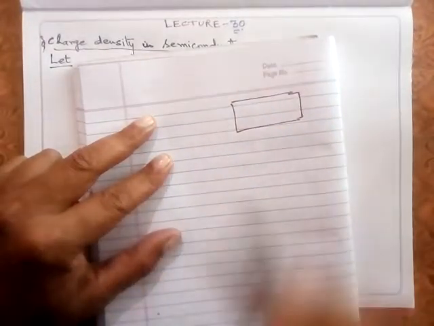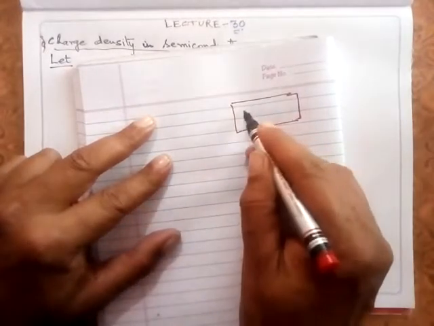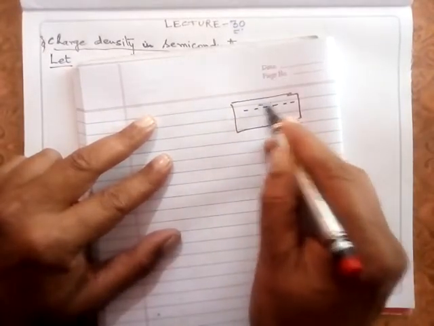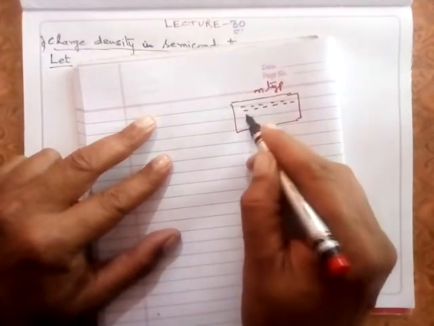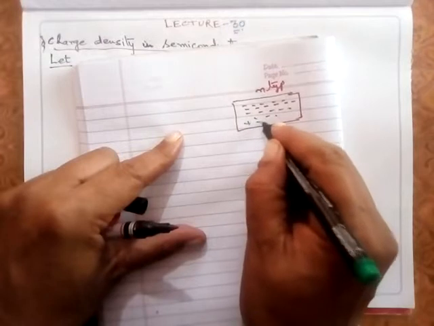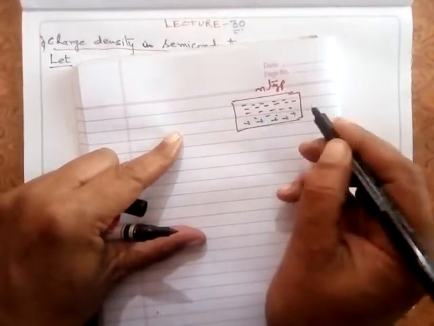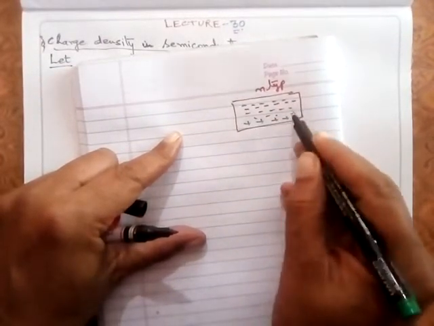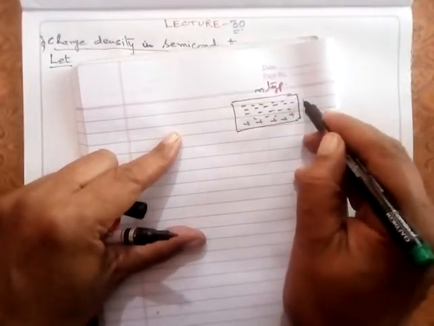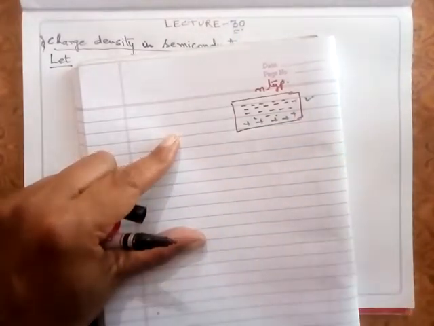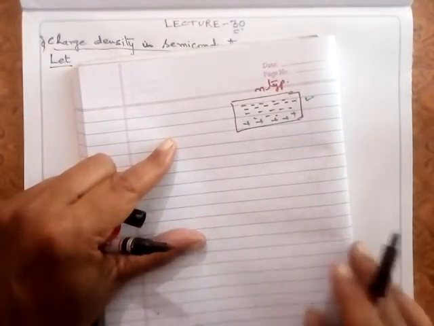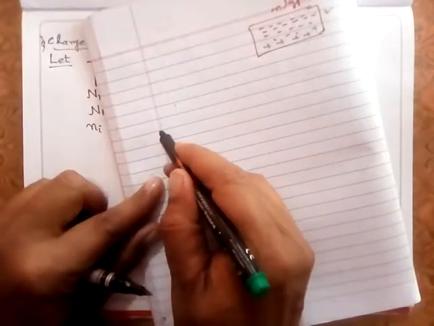If this is a semiconductor, suppose I say it is an n-type semiconductor, it will have a majority of electrons. You will have a large number of electrons and fewer holes as compared to electrons. These negative signs represent electrons, these are holes. So in this topic, we are interested in the majority charge carriers as well as the minority charge carriers in a semiconductor.